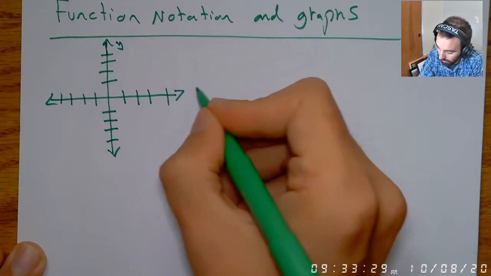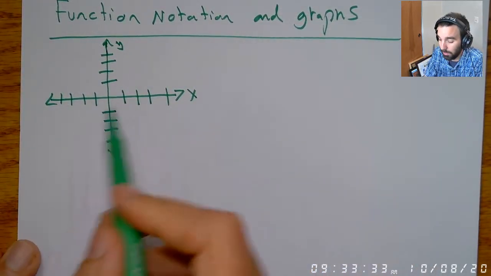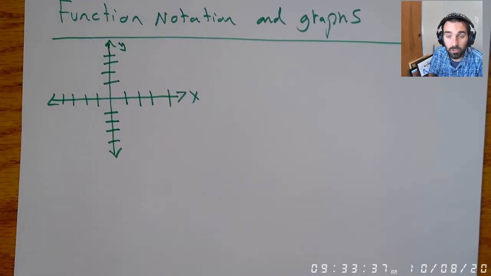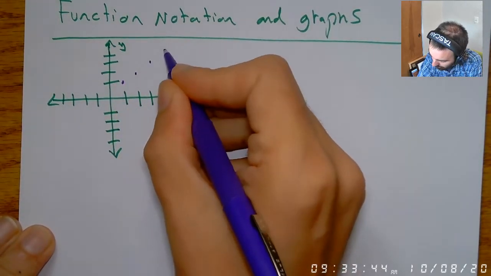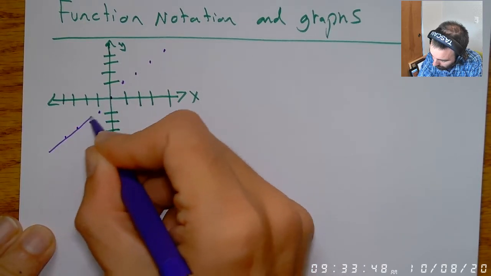Okay, so this is my y, this is my x. So my input's left to right, my output is up and down. And I'm just going to do some points here. Okay, and I know copying this down will be difficult, but you guys can just look at mine really quick.